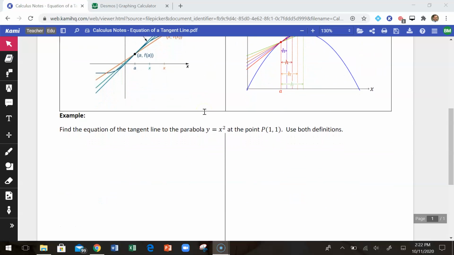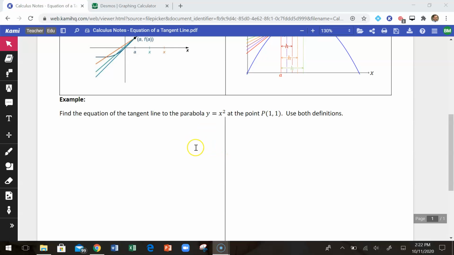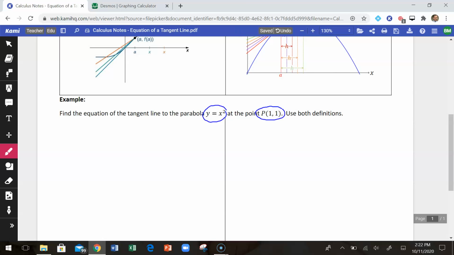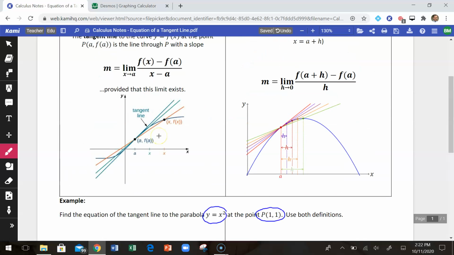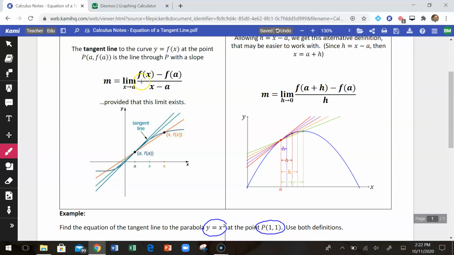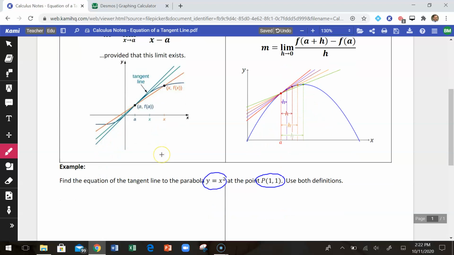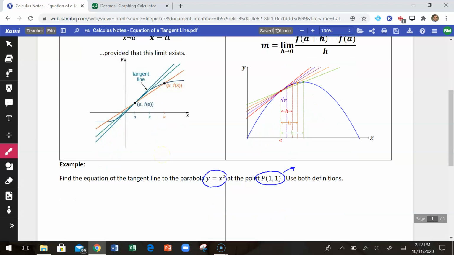So we are looking at an equation of a tangent line to a parabola y equals x squared. So it's a very simple function here, y equals x squared. And our point is 1, 1. So that's like a, f of a, 1 comma 1. All right. So the first definition, we have the limit as x approaches a of f of x minus f of a over x minus a. And again, this point is acting as our a comma f of a.